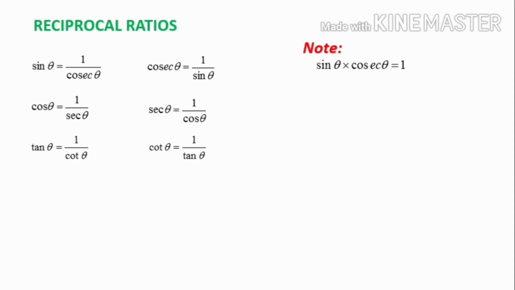There are some special formulas, that is sin theta into cosec theta is equal to 1, means when we multiply the reciprocals, sin theta and cosec theta, we can write it as sin theta into 1 by sin theta. When we cancel sin and sin, we will get the answer as 1. Similarly, cos theta into sec theta is equal to 1. Here also cos theta into sec theta we have to change as 1 by cos theta. So cos theta into 1 by cos theta cancel. Finally we will get 1. Again, tan theta into cot theta is equal to 1.